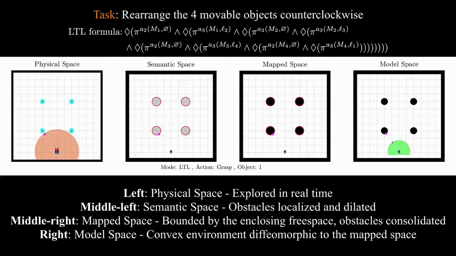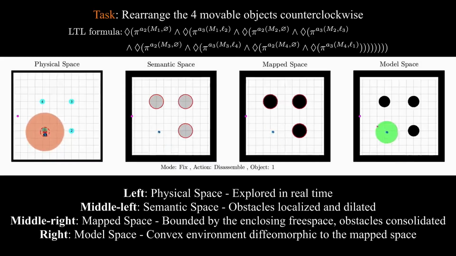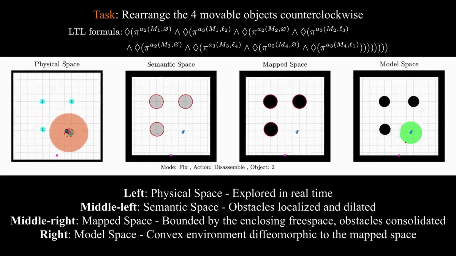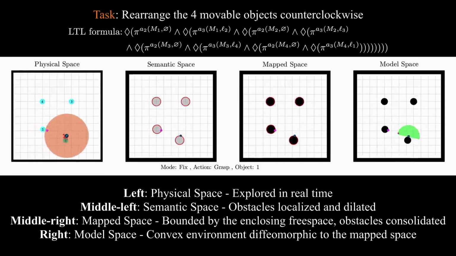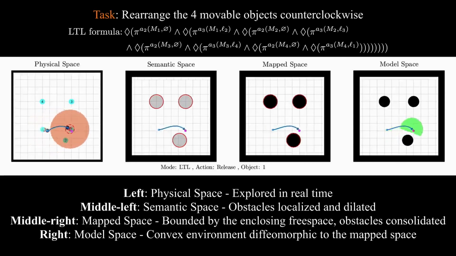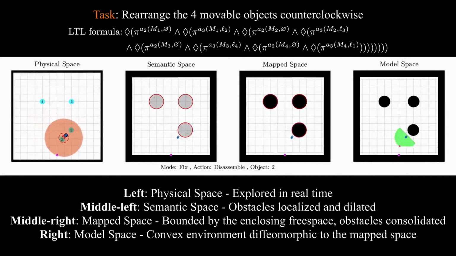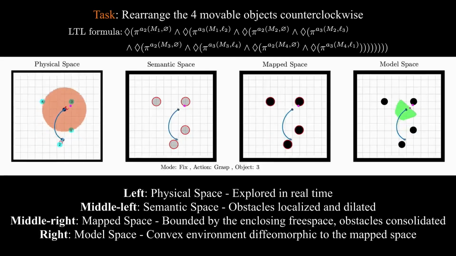Here, the task is to rearrange the 4 objects counterclockwise, easily captured by a sequence of grasp and release actions. The robot starts moving to the first object, grasps it, but then realizes that the destination position is blocked by the second object. So it first moves the second object out of the way in order to move the first object in place. It keeps locally fixing such actions until eventually all 4 objects are placed to the desired locations.